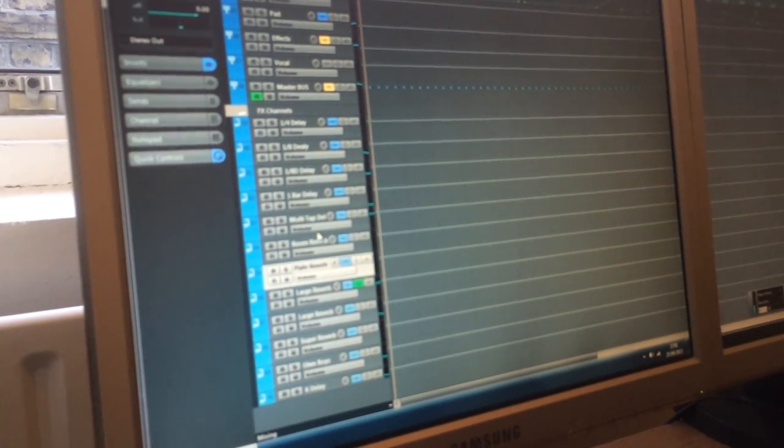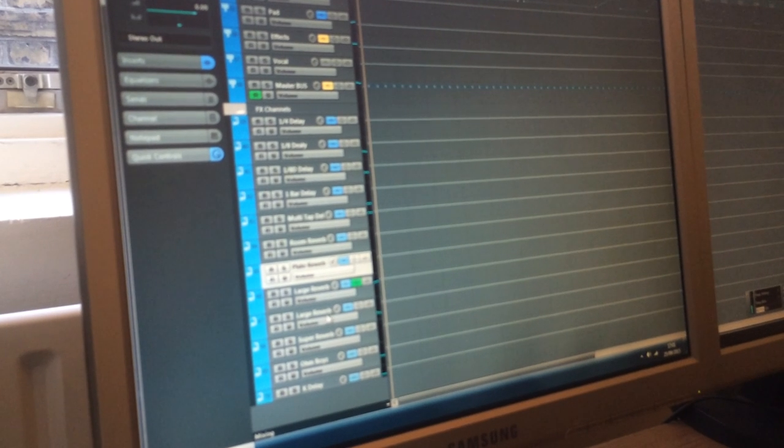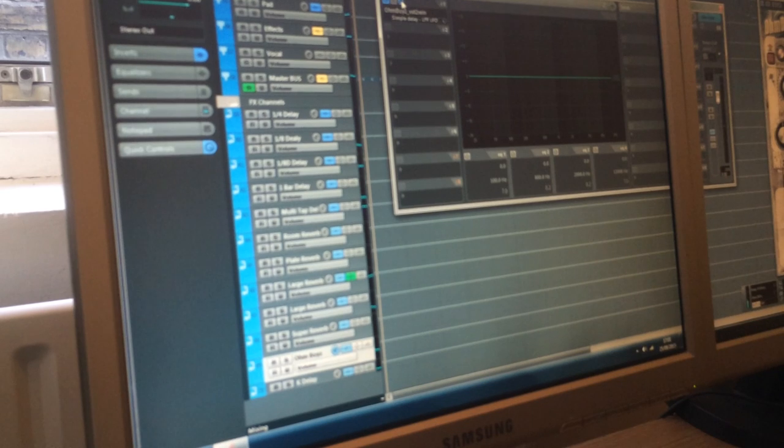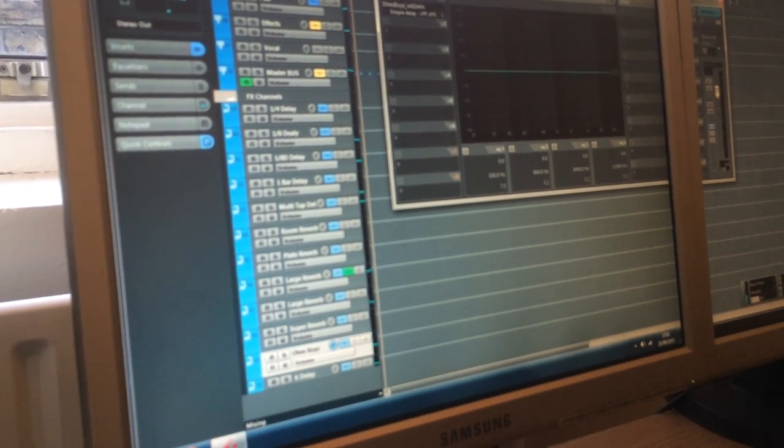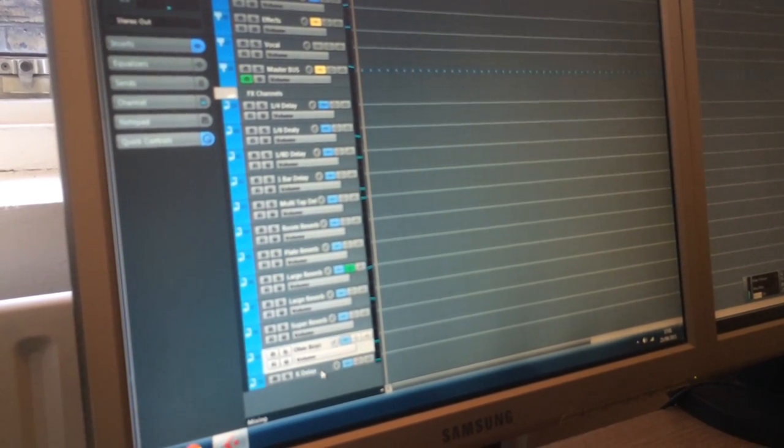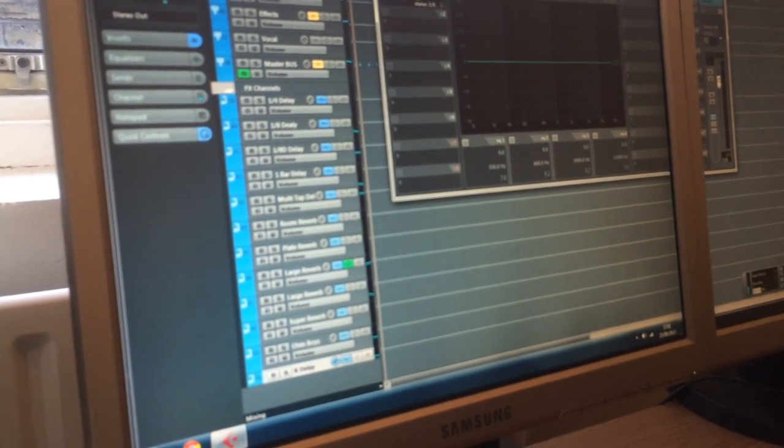Different types of reverbs, like a room reverb, plates, a large reverb, and a large reverb sidechain. Bionic delay I use a lot. It's a cool delay. Really good delay, yep. Which is not one you hear as often. No, this is a really good delay.